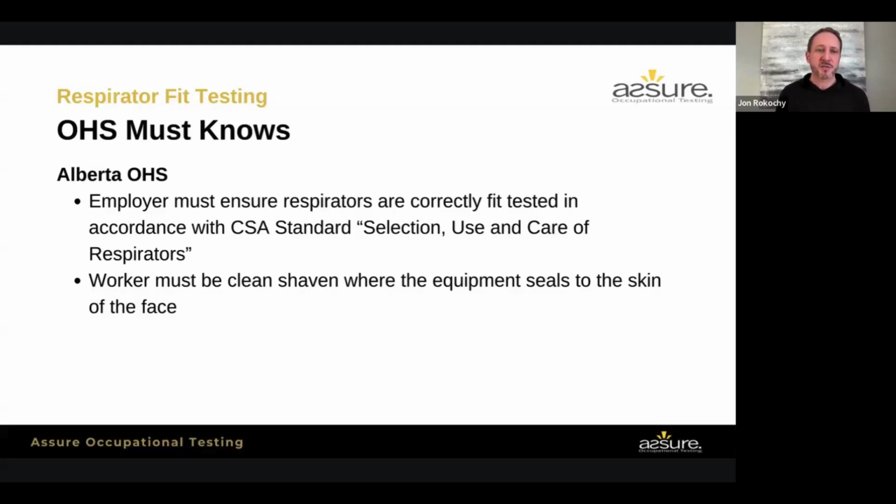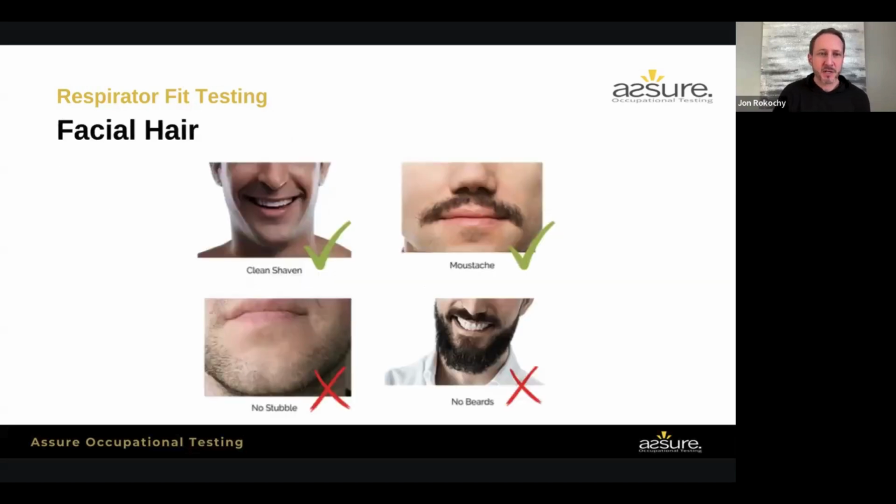Alberta OHS also says a worker must be clean shaven where equipment seals to the skin of the face. So let's talk about that. Facial hair is another common question. Here are some pictures. I like diagrams, and some of your workers might need some diagrams. Clean shaven is the simplest to understand. The CSA will actually spell it out and say clean shaven within the past 12 to 24 hours.